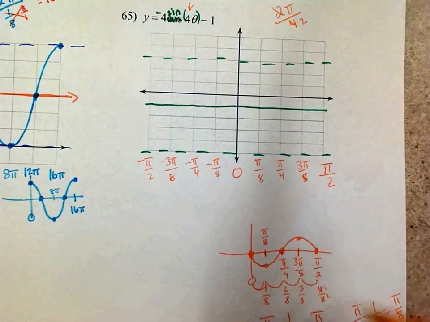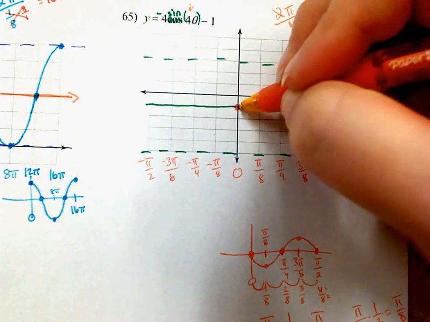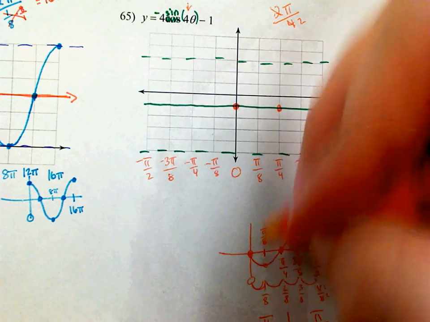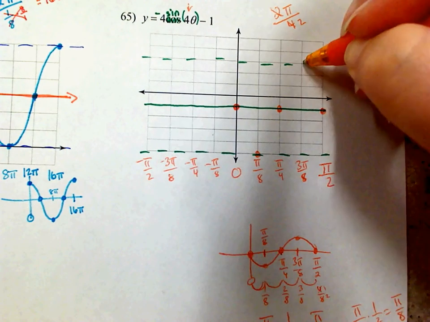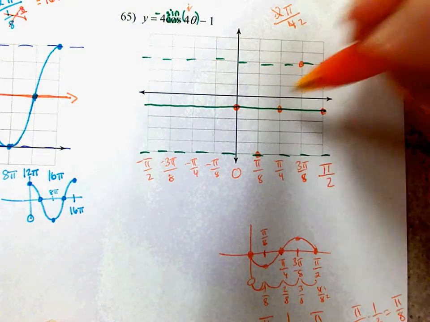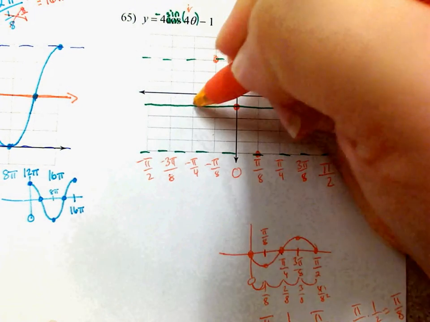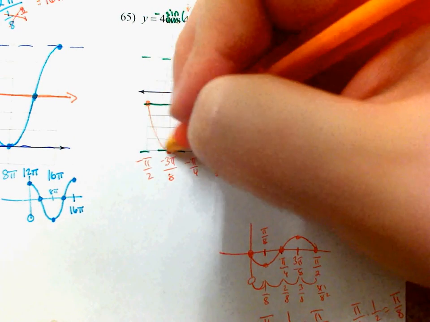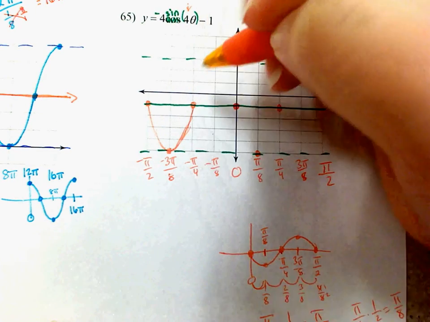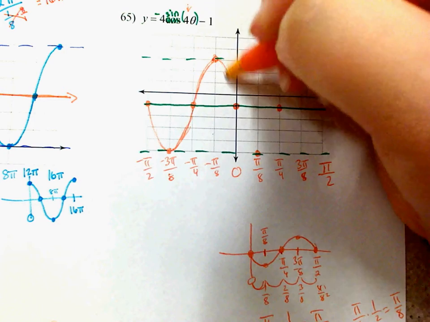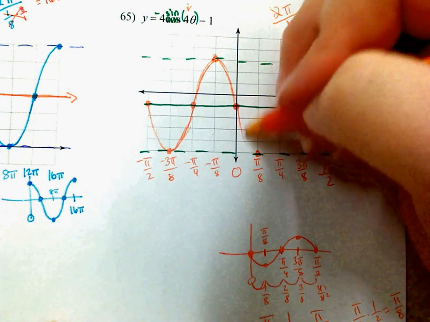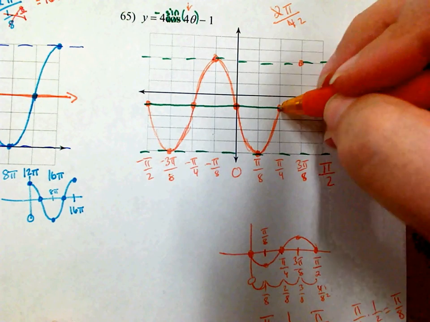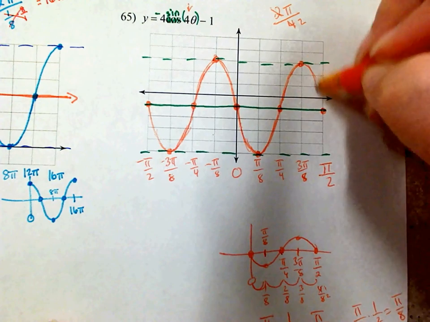Starts at the midline at 0, ends at the midline. In the middle, it's at the midline. Fourth of the way, it's at the minimum, and then it's at the maximum. And then we just keep the wave going. So it does this, so it should go up, midline, down, midline. And there we go. And there's your graph. Okay.